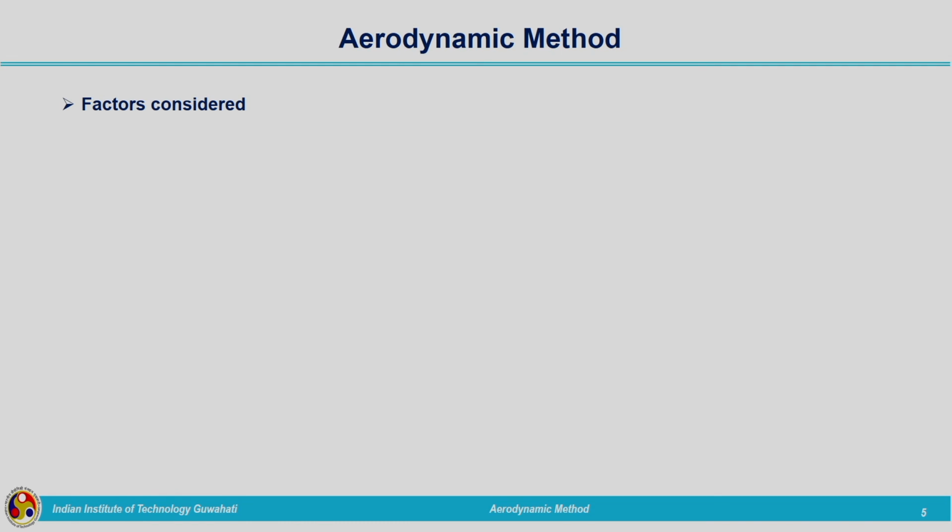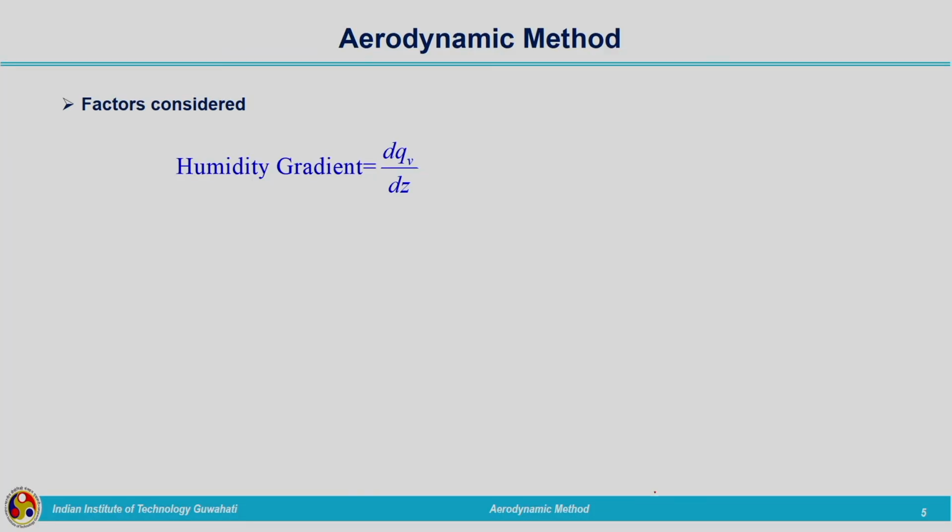And in the aerodynamic method we have already mentioned the factors considered are the humidity gradient. So, what is the notation used for humidity? That is qv. When it comes to humidity gradient, as two different altitudes are there, what is the difference in humidity with respect to difference in altitude? That can be represented by dqv divided by dz. And the second one is the wind velocity gradient, that is represented by du by dz.